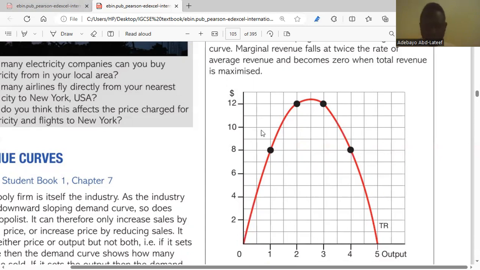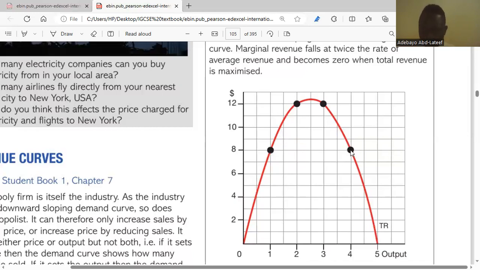So let's say the price is at 12. So the total revenue made there for that quantity is 12 multiplied by 2. Okay. Now the price falls. The total revenue falls from 12 to 8. So as soon as it falls from 12 to 8, what happens with marginal revenue? They said the marginal revenue falls twice as the rate of the average revenue. So if it falls from 12 to 8, that means the marginal revenue would have fallen twice. That means 8 divided by 2, which is 4.